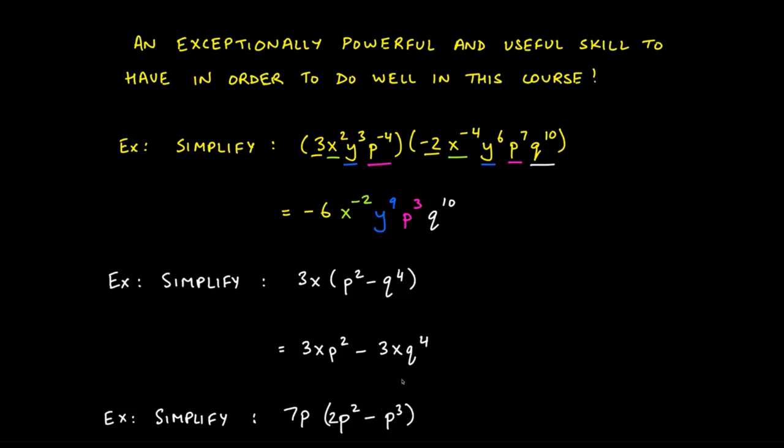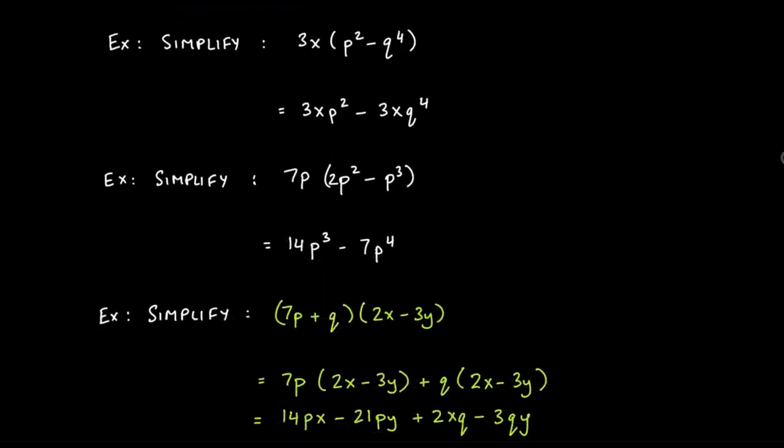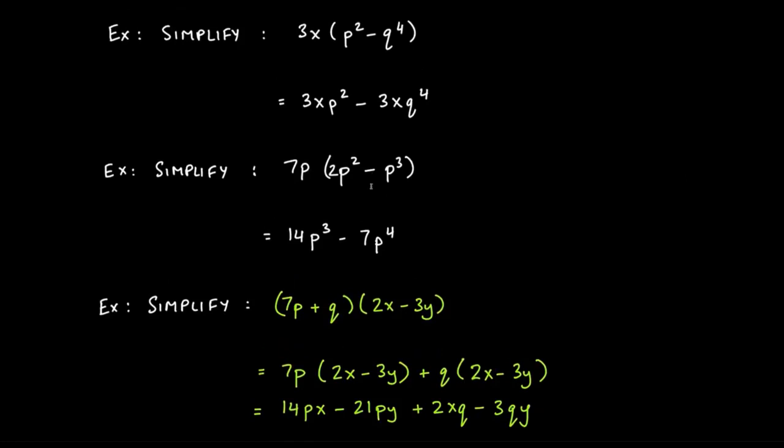Here's another example of a distribution problem. Except here, there's a little bit more involved. So if I have to simplify 7p times the quantity 2p squared minus p cubed, again, I can distribute the 7p into both terms individually. 7 times 2 gives me the 14. And here, we have a p on the outside and a p as the base on the inside.